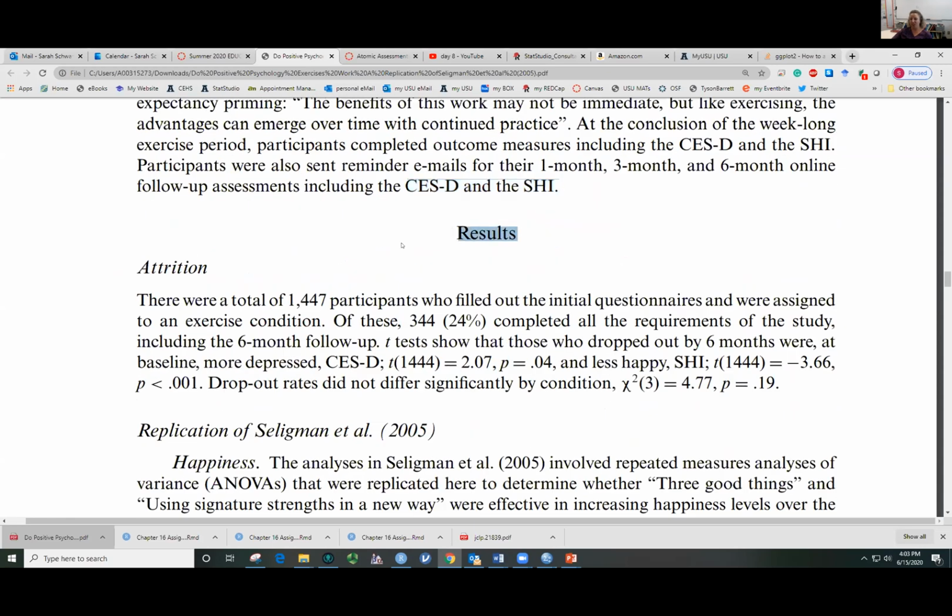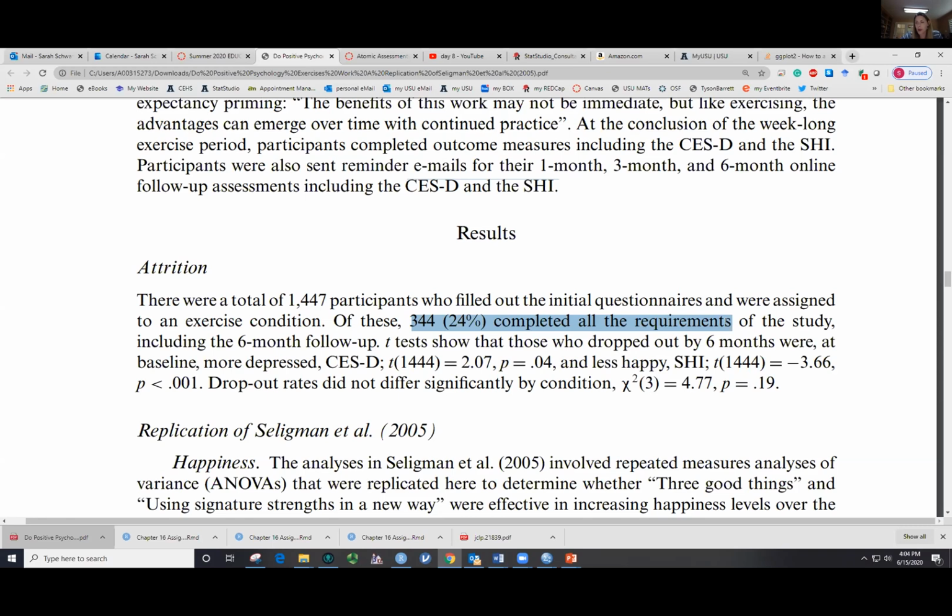In the results section, we have attrition. Guess what happened to their participants over these 6 months? Oh, not everyone came back. So of those that filled out the initial questionnaire and were assigned to a condition, we had these 1447. Of those, 334 completed, or less than a quarter completed everything. Less than a quarter. This is real life research. What does that make you think?